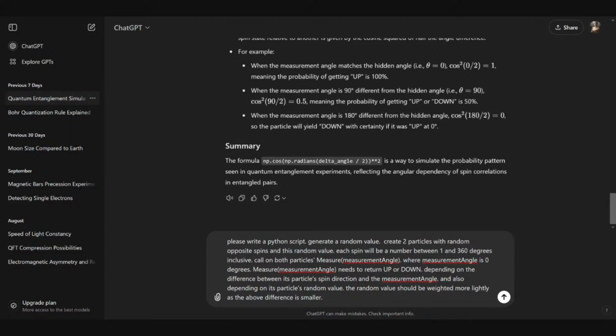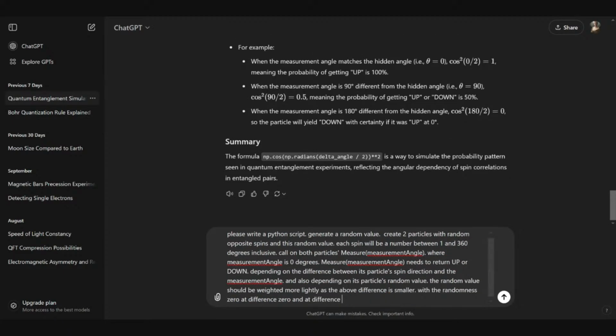Then the randomness is also 0, with randomness 0 at difference 0 and at difference 180 degrees.